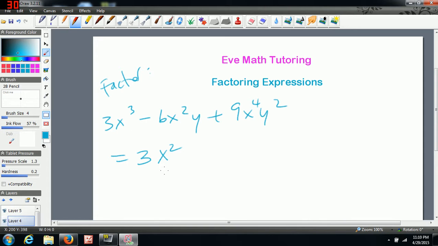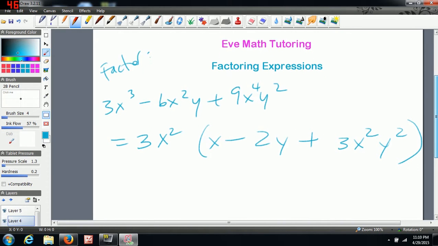So x to the 2. What you're really doing for the variables is taking the smallest power out of all three. Even for the y's, there's y to the 0 here and y to the 1 there. However, we can't take out y here because we don't have it here. So a better way to think of it is the biggest thing that you could factor all of them by, which is 3x squared. Once I do that, I get x minus 2y plus 3x squared y squared. So that would be your factored form for that one.